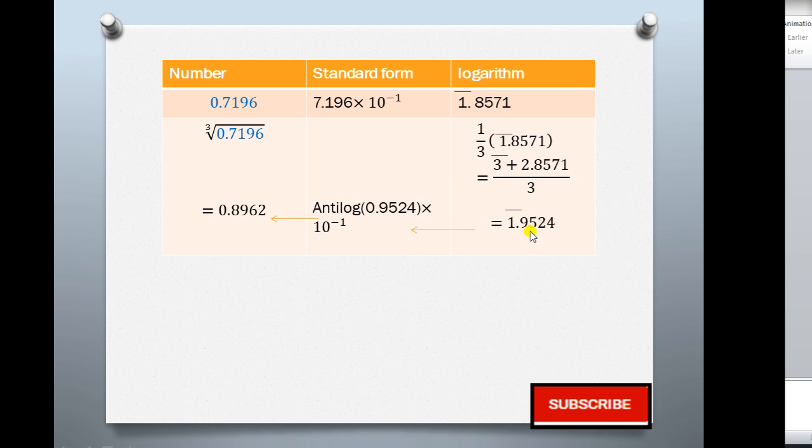Then when you're getting the antilog, you simply get the antilog of 0.9524. Then you multiply by 10 power negative 1, simply because we have 1 bar here. When you do this, you get 0.8962. So this brings us to the end of the solutions to the section B type questions. So I think with the few challenges, I will be able to upload the next video that will be containing assessment 2 tomorrow.